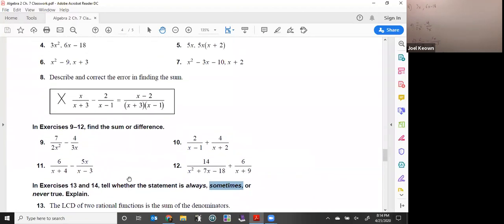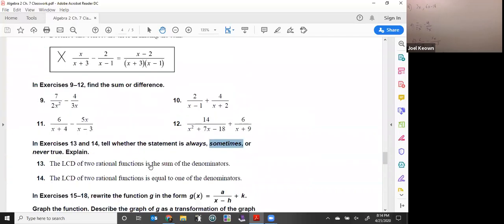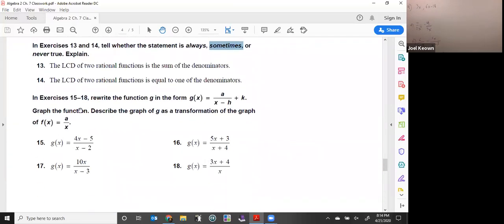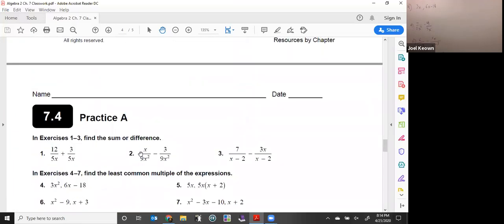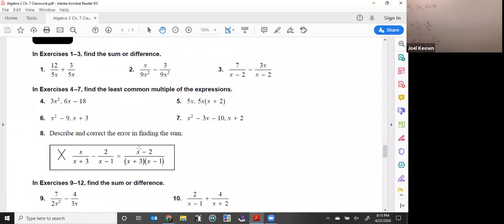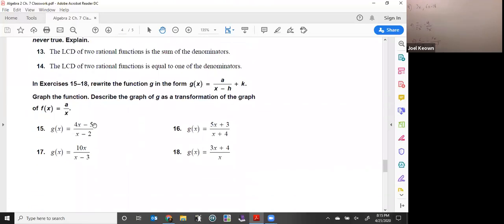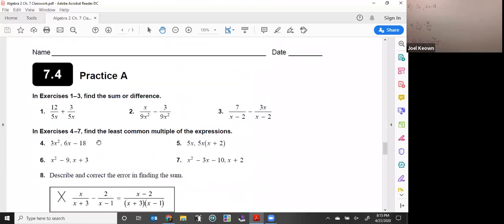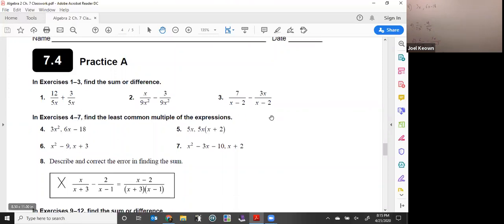Again, I'll go back and work some of these, but 15 through 18 are exactly the same as some of the problems that I did in 7.3. So you can go back and see that video with problems like those. Okay, so now let's go ahead and get into these. I'm going to do problem number 1, 4, 6, 9, 11, and 12.